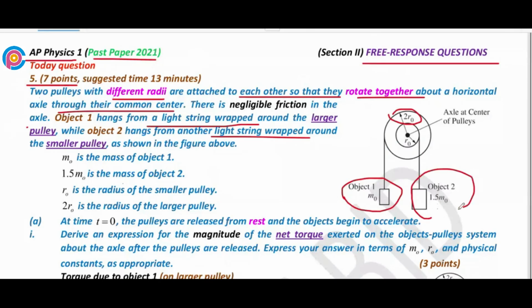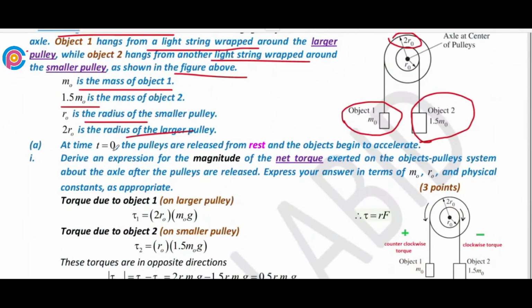This is the bigger mass compared to the other one, but it's connected with the smaller pulley as shown in the figure. m naught is the mass of object 1, 1.5 m naught is the mass of object 2, r naught is the radius of the smaller pulley, and 2 r naught is the radius of the larger pulley. Now the question: at time t0, the pulleys are released from rest and the objects begin to accelerate. Derive an expression for the magnitude of the net torque exerted on the object-pulley system about the axle after the pulleys are released. Express your answer in terms of m naught, r naught, and physical constants as appropriate.